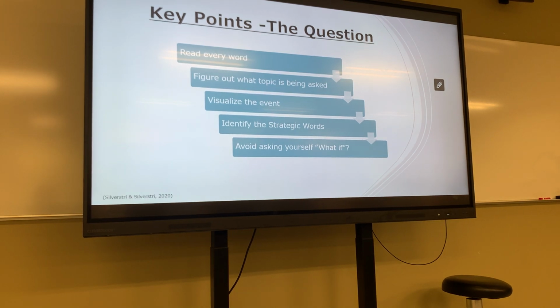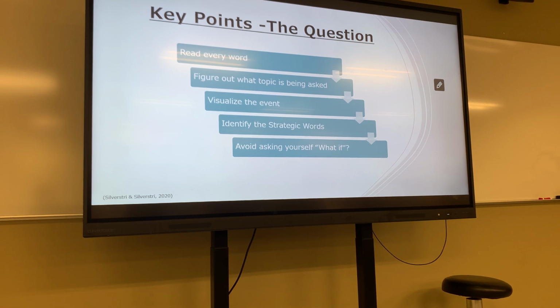So read every word. Figure out what topic is being asked. Visualize the event, but don't go down what I call the what-if pathway. Just read it as it is. Don't add to the story. Well, what if his labs were 20,000 for white blood cells and his platelets were 50? Well, then it would be this answer. Well, it doesn't tell you the labs, so eliminate that what if, okay? This can be really hard, especially if you work in the healthcare setting. Well, I've seen it done this way. When you're answering questions, you have to think of a perfect NCLEX hospital where everything is right next to the patient, okay?